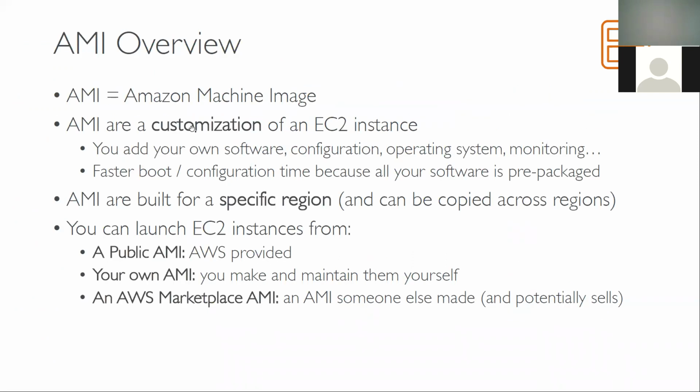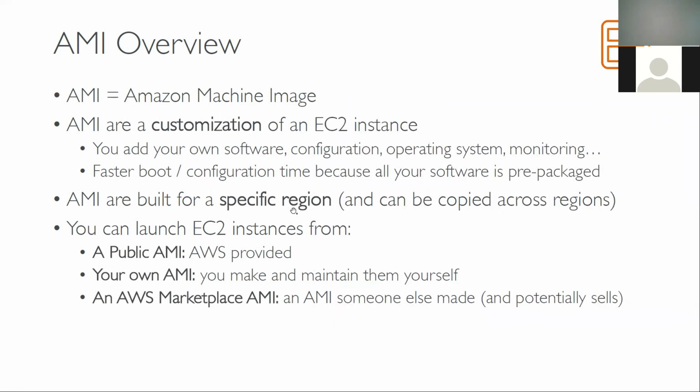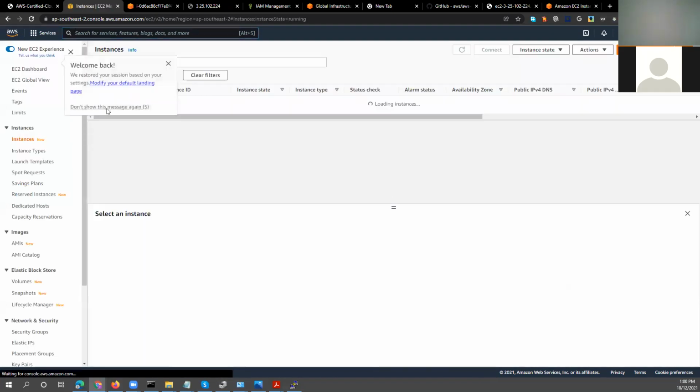AMI, Amazon Machine Image, is the image created by AWS. You can customize it. You add your own software. Let's say I added Apache, I install HTTPD. So, I added software, and then I installed the web server. So, it's possible. AMIs are built for a specific region. Okay, I'm only in the Sydney region. You can launch EC2 via a public AMI. You can also download your own AMI, then modify. And you can go to a marketplace. So, this AMI, I just took from AWS, but there are many more options, like the marketplace.